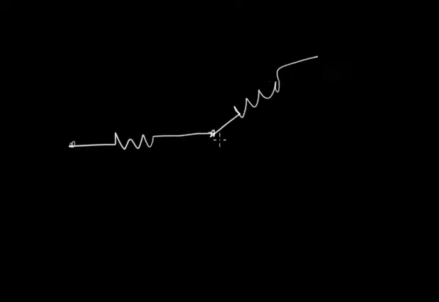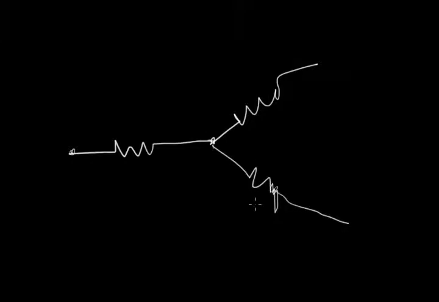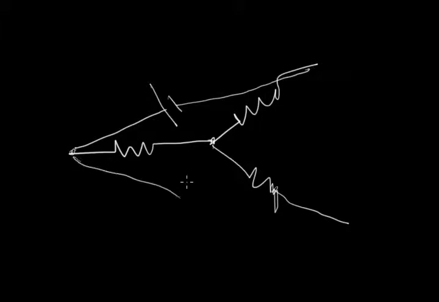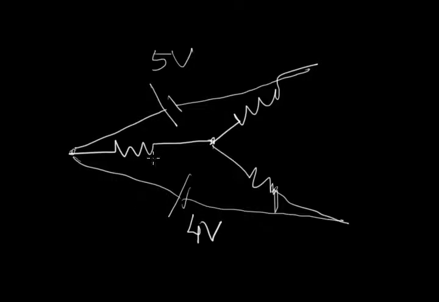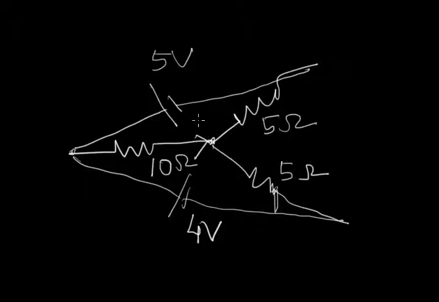Now, another circuit I'm drawing. This is again a rather simple circuit. So, let us take it. There's a current here, it branches up there, and there I have a battery. Say this is of 5 volt. This is of 4 volt. This is of 10 ohm. This is of 5 ohm. And this is of, say, again 5 ohm. And I have to find this current I.